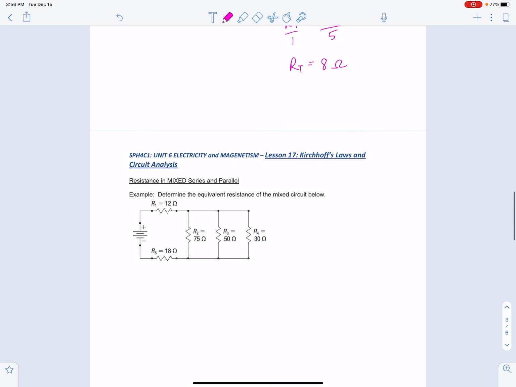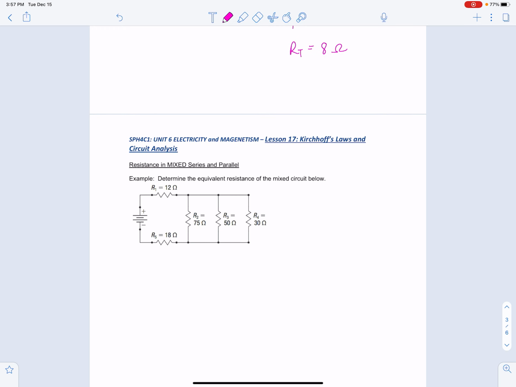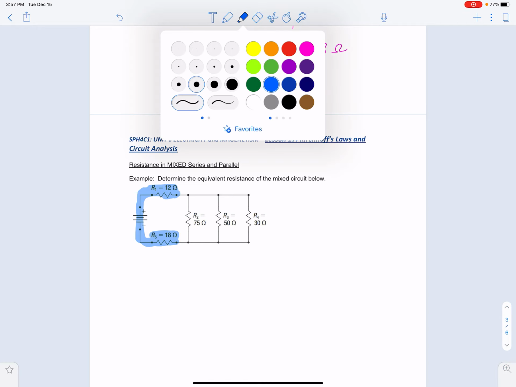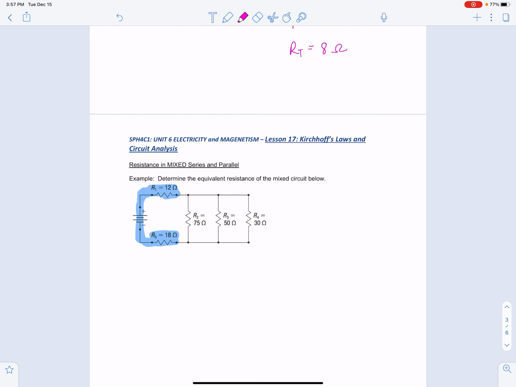Let's do an example that has mixed series and parallel. So the first thing we're going to notice is that these two resistors here, R1 and R5, are in series with each other. They're along the same straight line. Then we notice that R2, R3, and R4, these guys are in parallel with each other.